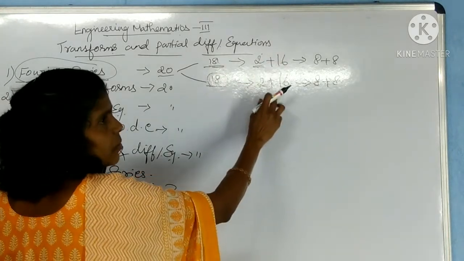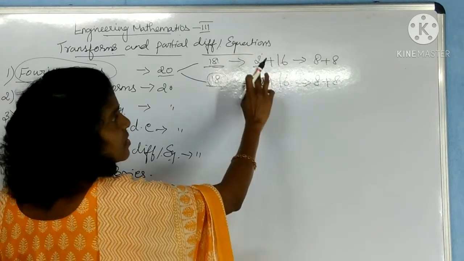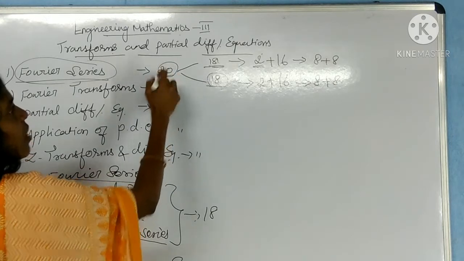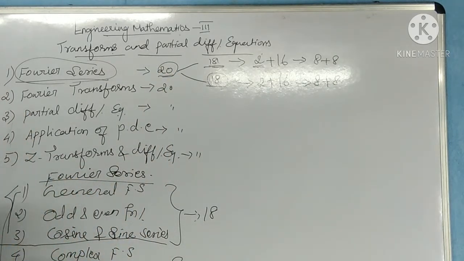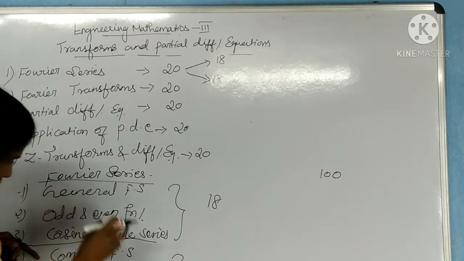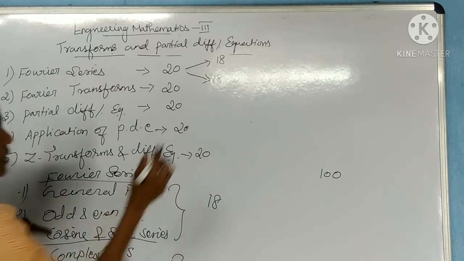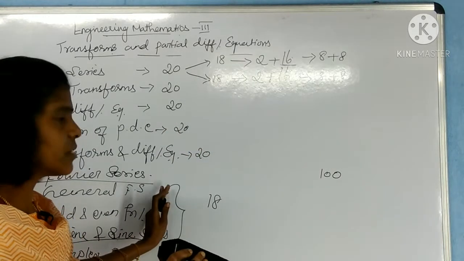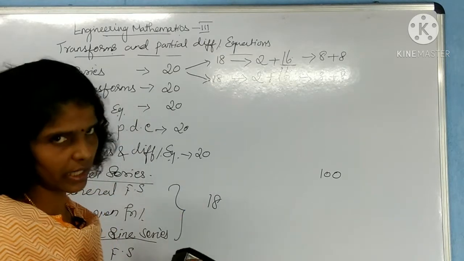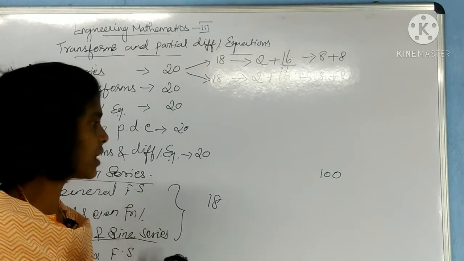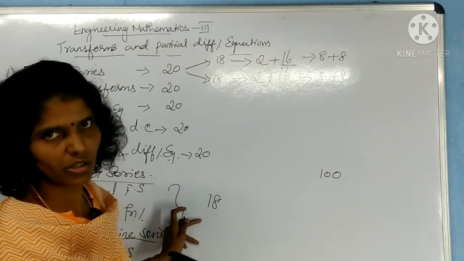This is either-or type. One 16-mark question. That is 2 plus 2 is 4, 4 plus 16 is 20 marks. So definitely you get 20 marks. As well as one 2-mark question asked in the second half and one 16-mark question asked in the second half. This only covers the first half or second half. If you go through the first half portion or second half portion, you definitely get 18 marks.